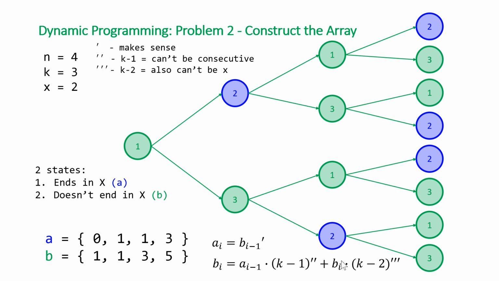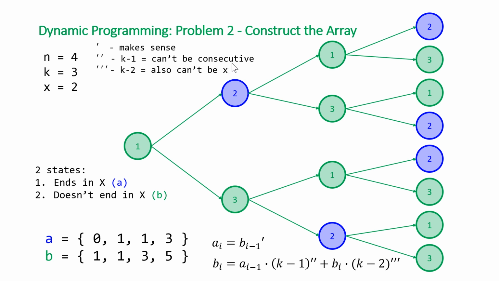So I have these primes here just to sort of summarize. So we talked about how to generate the number of arrays that end in x. That just makes sense. It's equal to the number of arrays that didn't end in x at the previous step. And then our two components that make up the number of arrays that don't end in x, we have k-1 because it's all of the values except for the one itself, and then k-2 because it also can't be x.